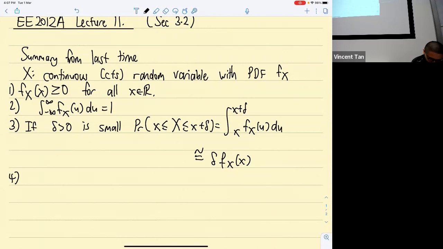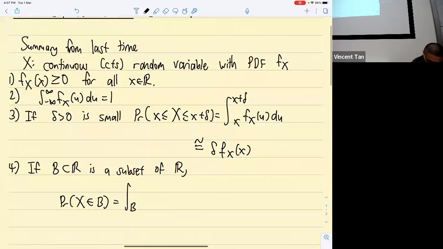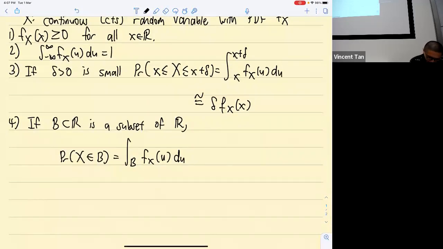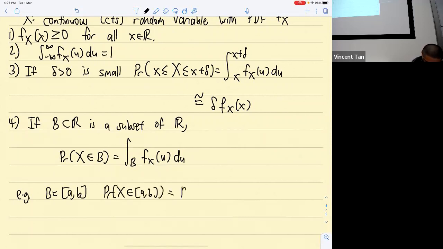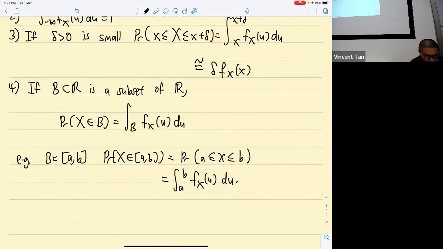And in fact, what I have already mentioned is that if B is a subset of the real line, and I am interested to evaluate the probability that X belongs to B, then I will simply integrate over the region B. I always use u here, but it doesn't matter what you use as long as you know what is happening. For example, if B is the closed interval [a, b], we are asking the probability that X belongs to the interval [a, b]. That can be written as the integral from a to b of f_X(u) du. And we mentioned last time that it doesn't matter whether we use the strict inequality or the non-strict inequality. Doesn't matter too much.